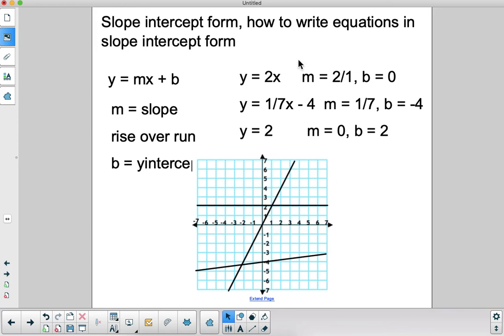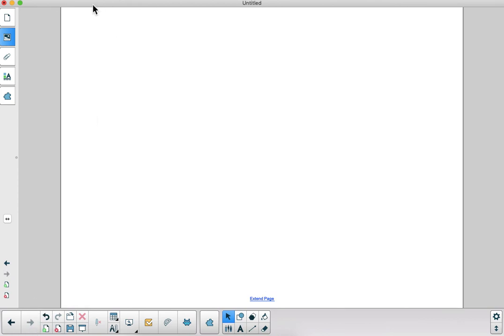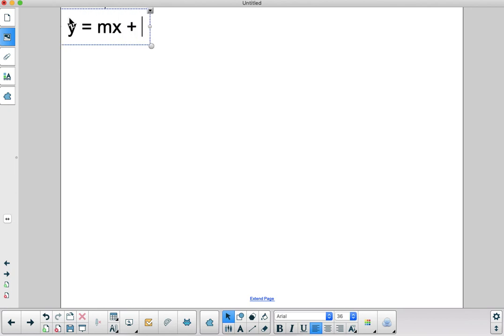What we're going to do now is talk about how we can write the equation from the graph. So we'll still be using the same idea of y equals mx plus b. All right, and for this one, let's go ahead and say that we're given 2 points.